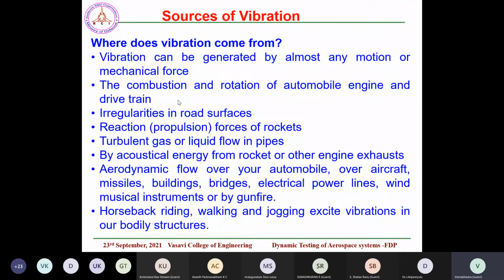And in aerospace or other industries, where you have turbines and rockets, you get vibration due to the propulsion systems, and also aerodynamic noise, actually turbulent noise. And the same acoustic energy excites the structure at different points due to the aerodynamic flow. Apart from that, even when you are riding a horse or jogging, our body gets excited.